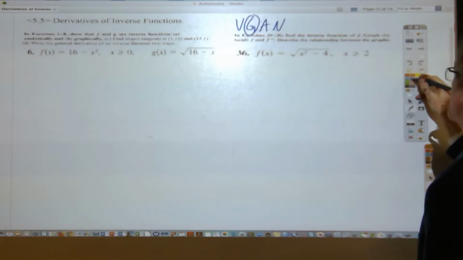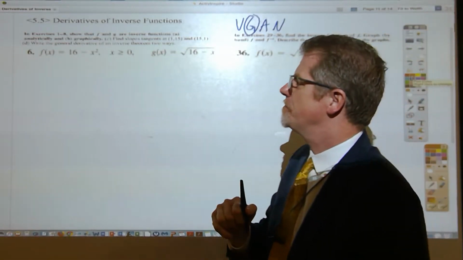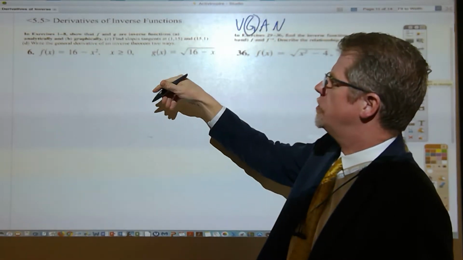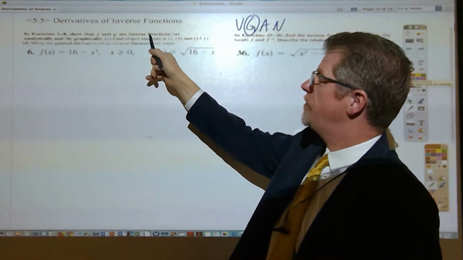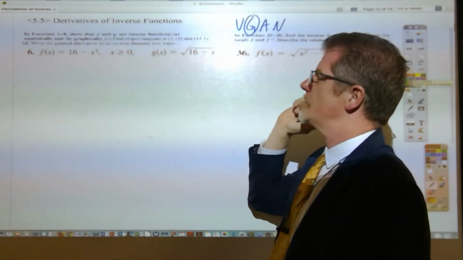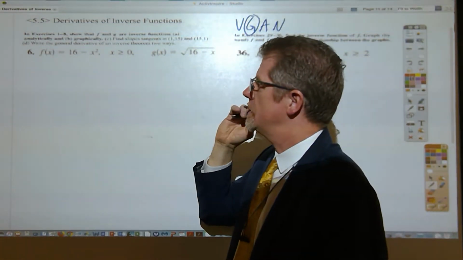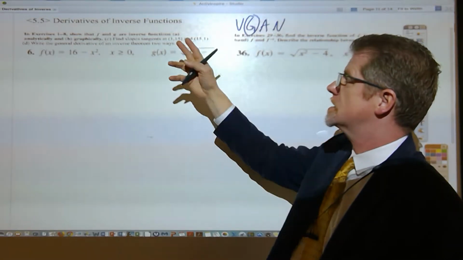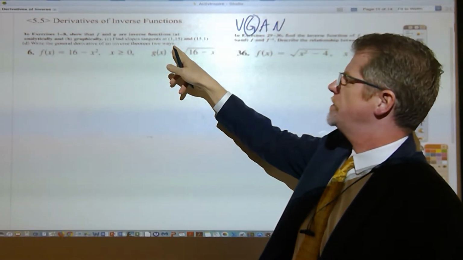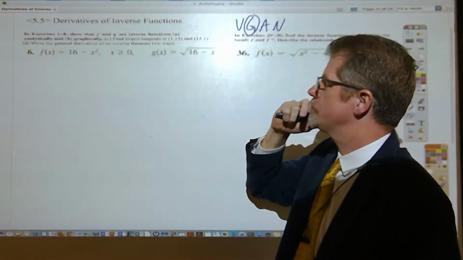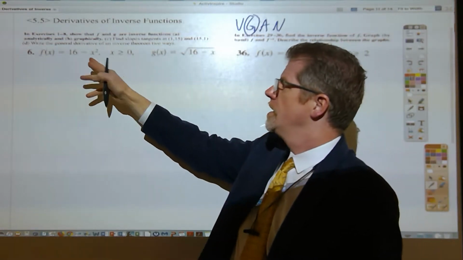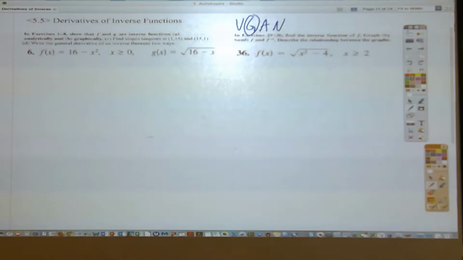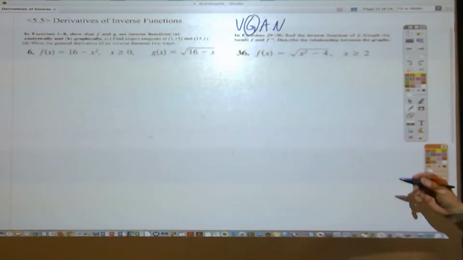So let's launch into this. Problem 6 asks us to do 4 things. A, answer the question, are f and g inverses of each other? Yes or no question. Do this analytically and graphically. Part C, find the slopes at (1, 15) and (15, 1). And then write the general derivative of an inverse theorem 2 different ways. Okay, so here we go.